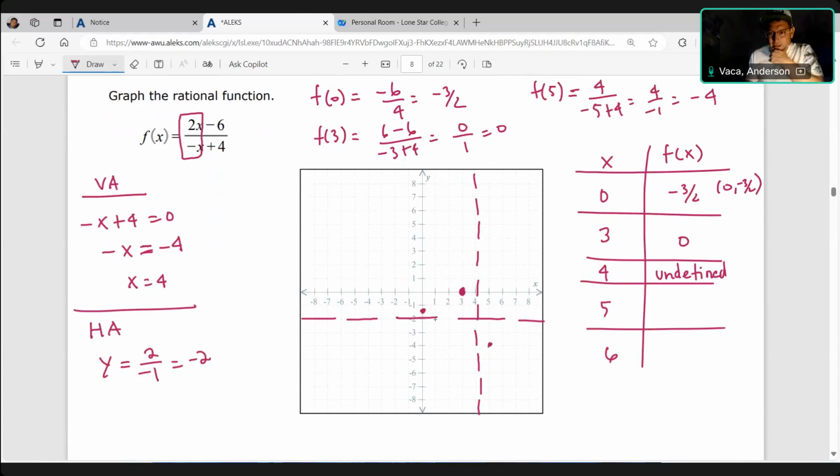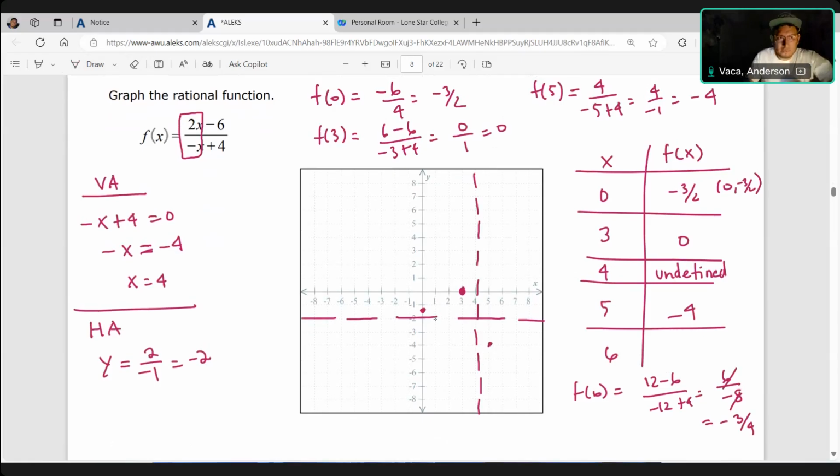F of 6, that will be 2 times 6, which is 12. -12 plus 4, that will be 6 over -8, which is -3/4. So 6, -3/4. Whoa, something didn't come out right over there. I'm not doing something right. Oh, why did I put 12 here? Wow. Why did I put 12?